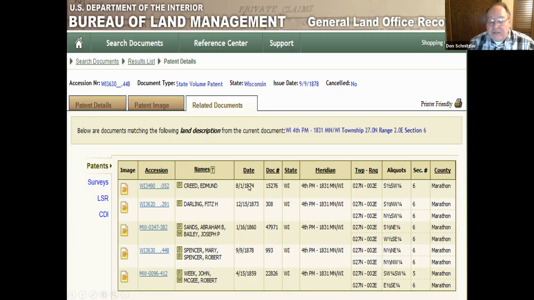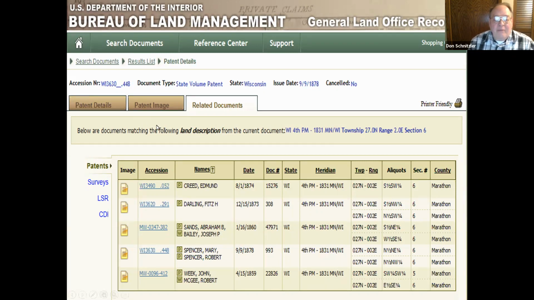So here's Edmund Creed, for example. He completed his homestead claim in 1874, Fritz Darling in 1873, and then my great-great-grandmother down here in 1878. Now these two dates, 1860 and 1859, are either cash sales or bounty land sales because they're before 1862. They're not going to be homestead records. So they acquired their property in some other way, and you can actually go in and look at their information and find out how the land was transferred from the government to them, just out of curiosity.